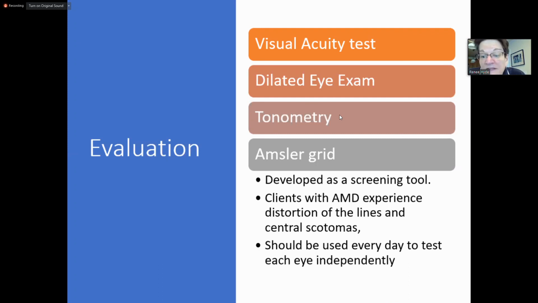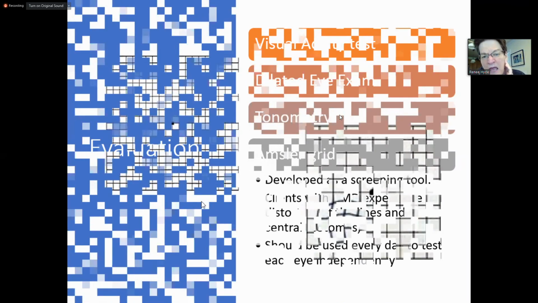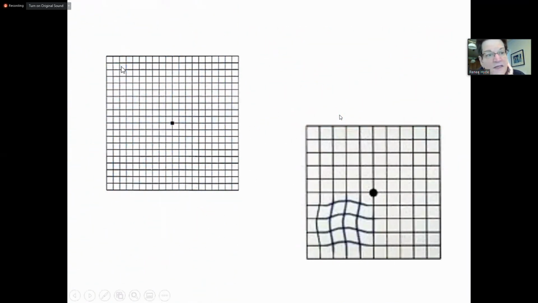And they should test every day, both eyes independently, cover up one eye and then look at it with the right eye, cover up the right eye and look at it with the left eye. This is what the Amsler grid looks like. It's a grid with straight lines. And your patients that have these distortions, like it shows on the right, those are the ones that need to be evaluated immediately.